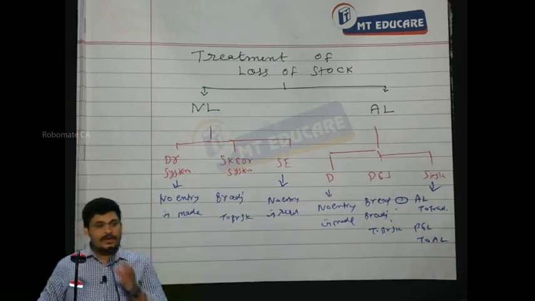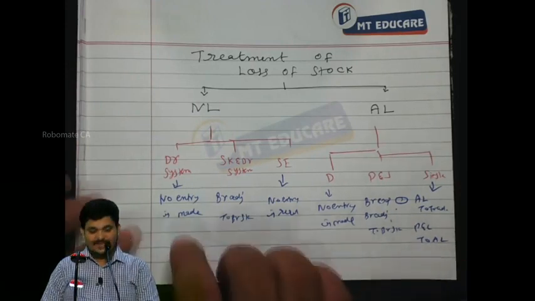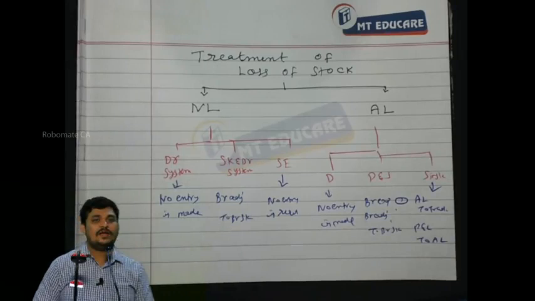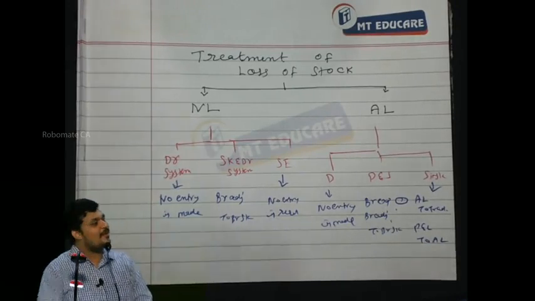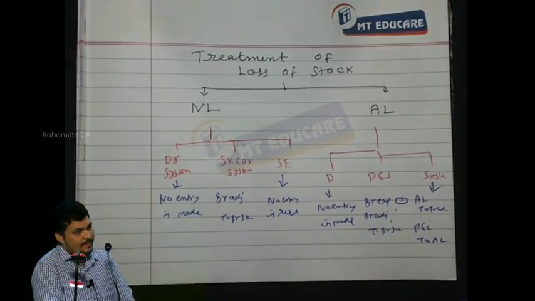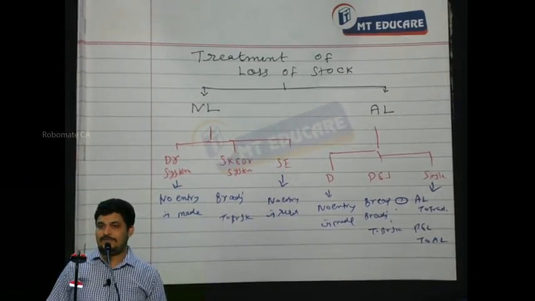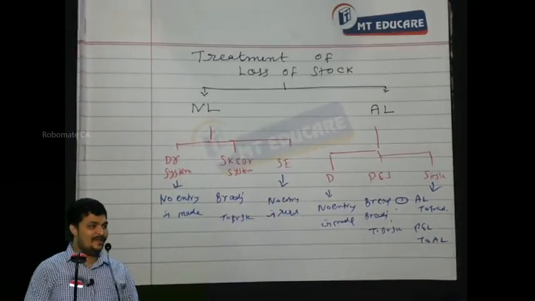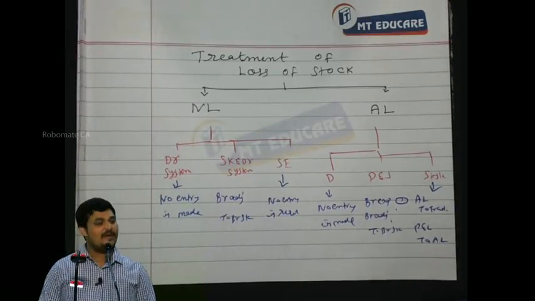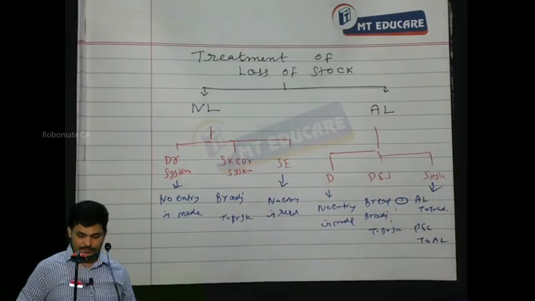OK. In a data system, we don't have a difference between gross profit and the other. We don't make an entry for any loss. The loss gets automatically accounted. The loss gets automatically accounted in case of a single entry model.